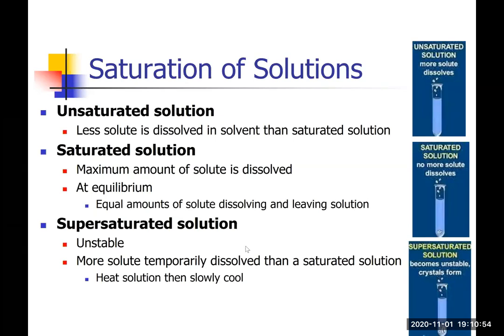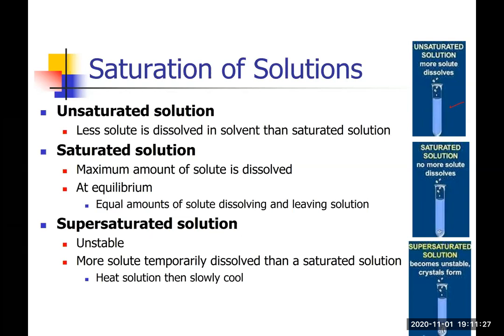There are three ways that we can qualitatively categorize solutions. The first is an unsaturated solution. In an unsaturated solution, we have less solute dissolved relative to a saturated solution. And you can see over here in the little diagram that we could potentially dissolve more solute particles if we wanted to. A saturated solution has the maximum amount of solute dissolved in it.